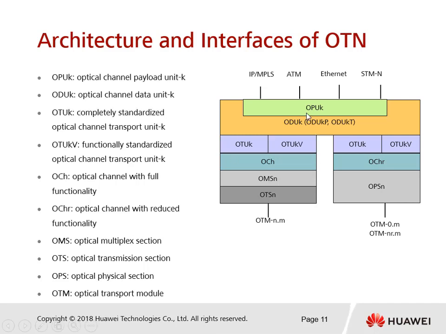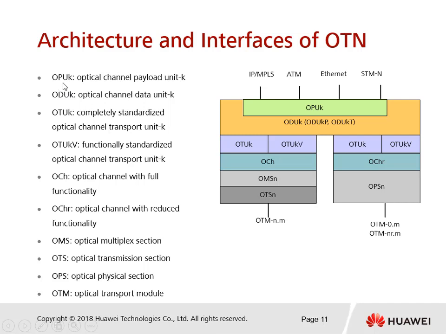And we have two different parts. For this one, from the OPUK, ODUK, OTUK, OCH, OMS, OTS, we call it the OTM N.M. Another one is not including the OSC. So this is the NR.M, which means reduced. And here we show you the meaning of the different signals.